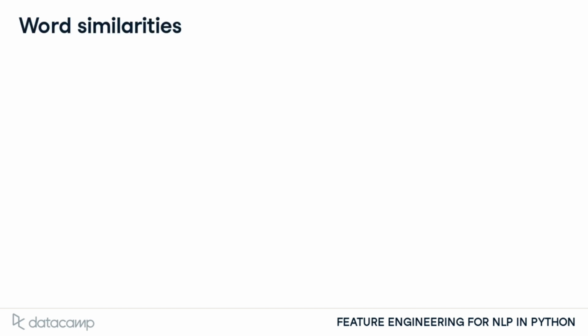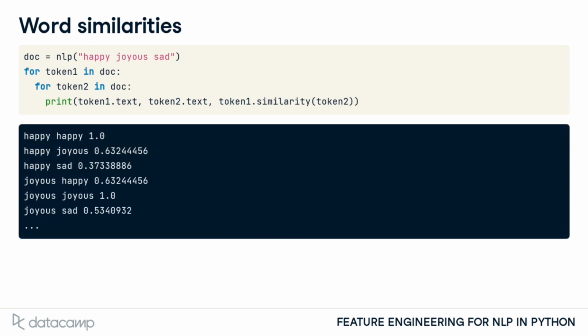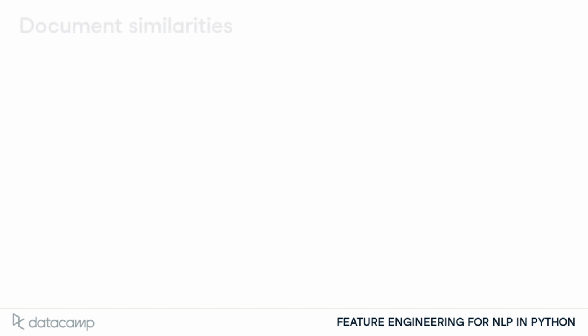We can compute how similar 2 words are to each other by using the similarity method of a Spacy token. Let's say we wanted to compute how similar happy, joyous, and sad are to each other. We define a doc containing the 3 words. We then use a nested loop to calculate the similarity scores between each pair of words. As expected, happy and joyous are more similar to each other than they are to sad.